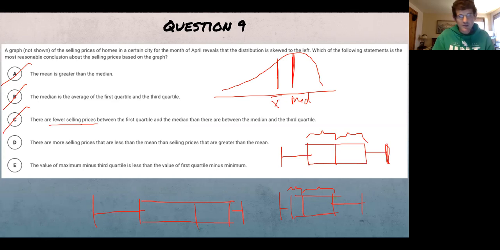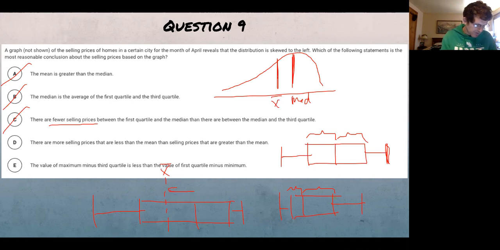Okay, so these get kind of complex and we have to think through. So let's see this. There are more selling prices that are less than the mean than selling prices that are greater than the mean. Well, since my mean was pulled below the median, I'm just going to draw a dashed line right here and just pretend that this represents the mean.